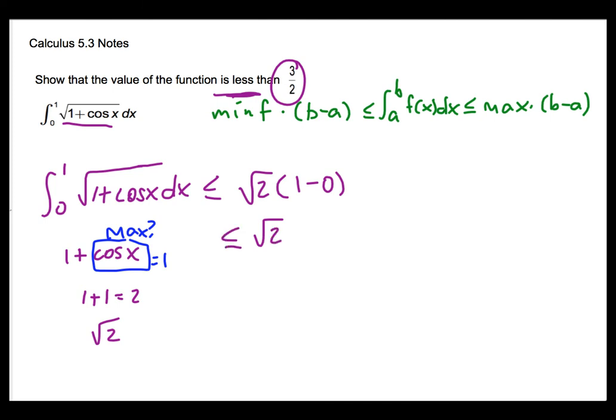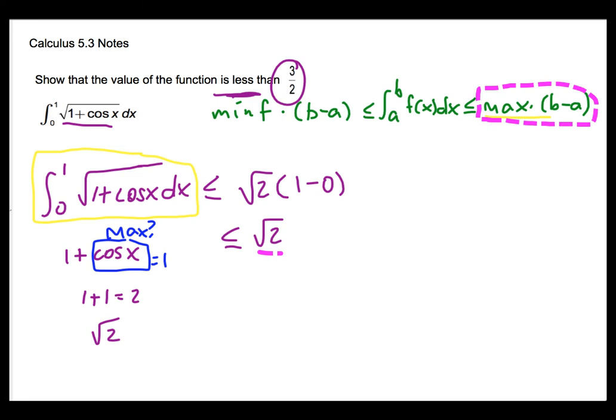So we want this integral from 0 to 1 of the square root of 1 plus cosine x dx. We just want to show that it's going to be less than 3/2. Well, when we use that max value, the max it will ever be is the square root of 2. So the maximum of the function inside the integral times b minus a is going to be square root of 2.